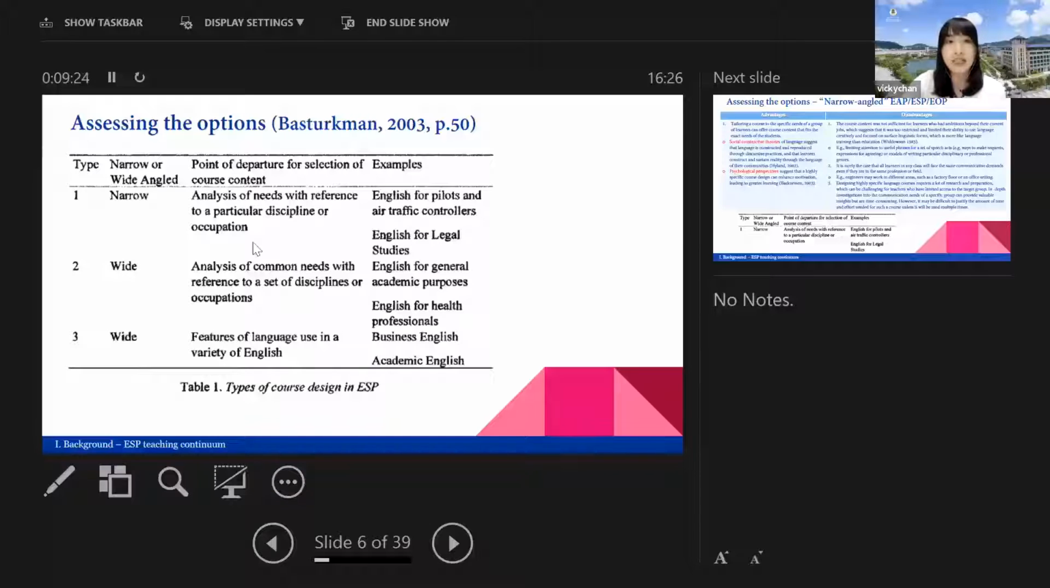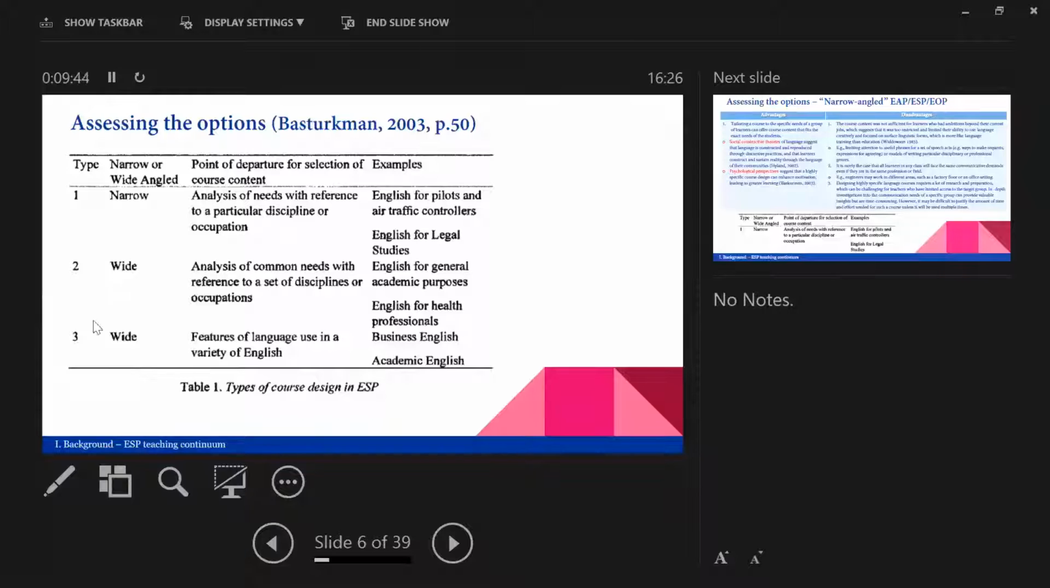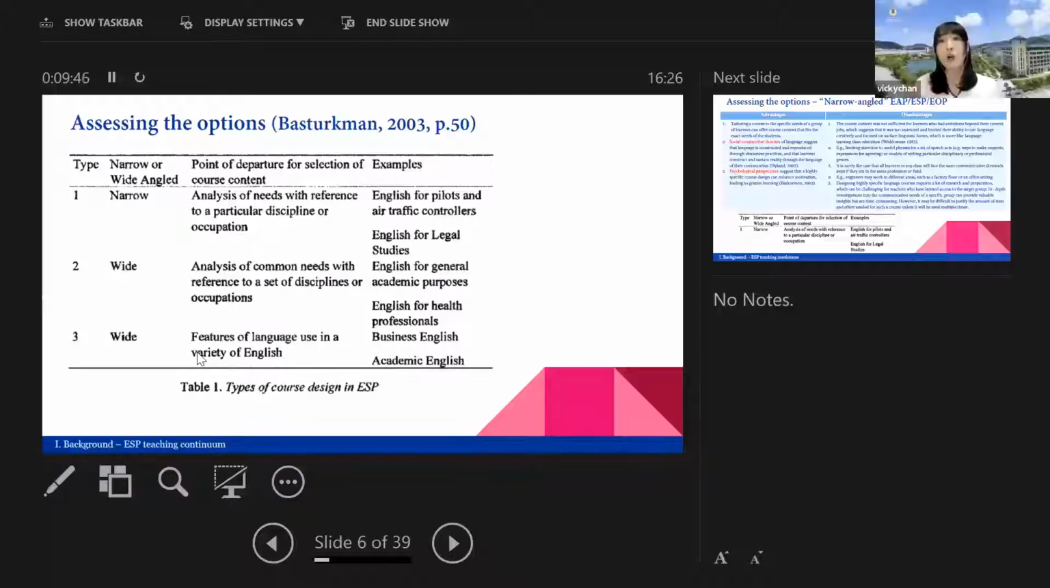From that, you can see the first type of course that we will be addressing in a minute is the narrow focused. Just to remind everyone again, narrow focus, that just means English for a really specific purpose, English for pilots, English for law student, English for economic student. And then the second type and the third type would be for more common core, English for academic purposes, or business English or academic English that could be found from most universities in their English language center.